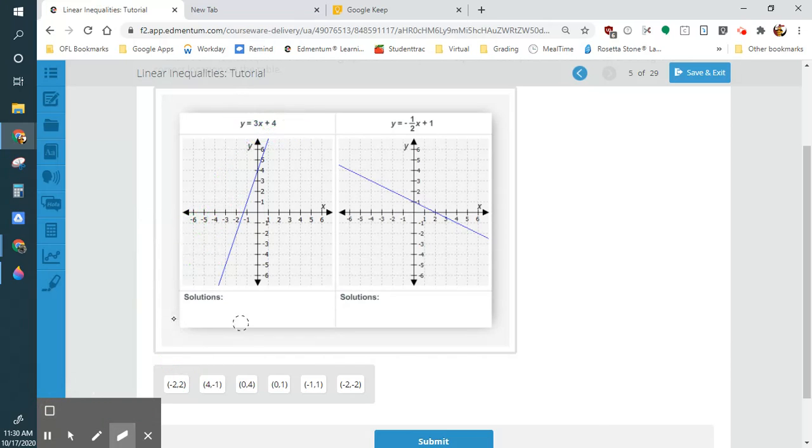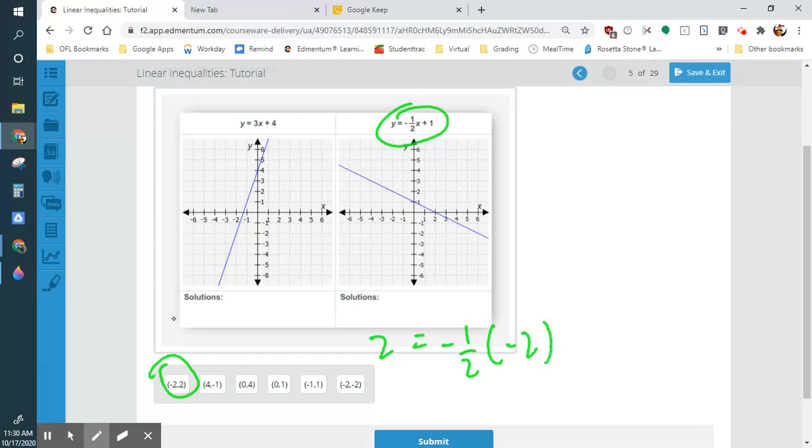So this is -6 plus 4. I would end up getting -2 as a result, so it cannot go in this one. That doesn't mean it automatically goes into the next one. So now I'm going to plug this point into this equation: 2 equals -1/2 of my x, which is -2, plus 1. So this ends up being 1 plus 1, and that does equal 2.